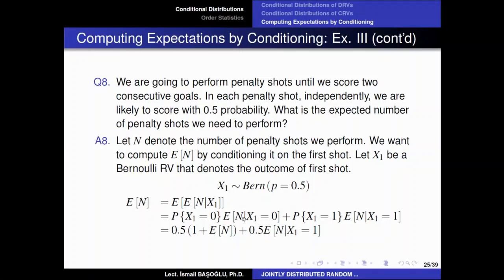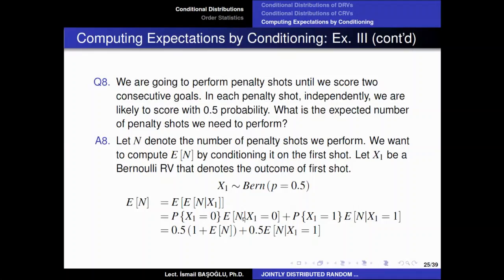So the expected value of n, given that you have missed in your first shot, is 1 plus the expected value of n. So you have missed your first shot. The process has restarted itself. You have not counted any progress. So therefore, the expected number of the remaining shots that you need to perform is still expected value of n. Now this is the conditional expectation given that you miss your first shot.